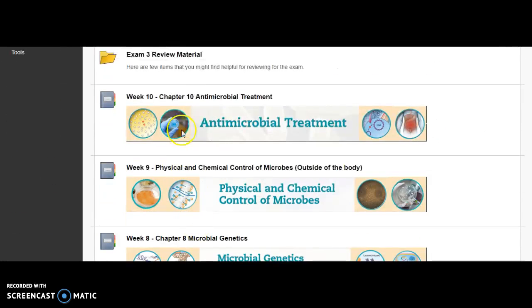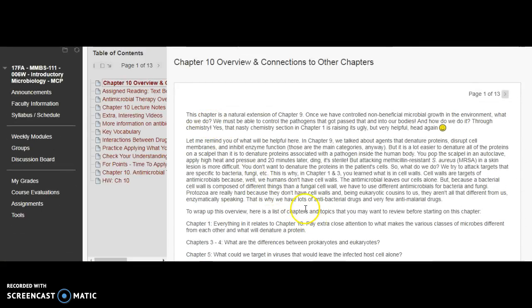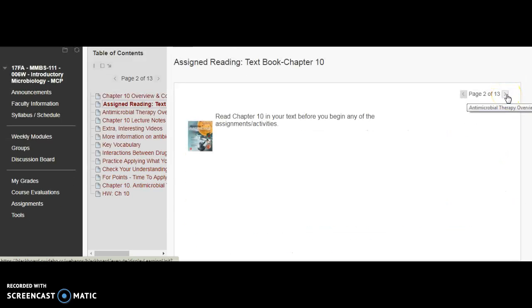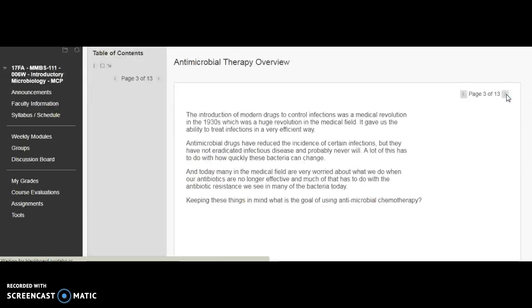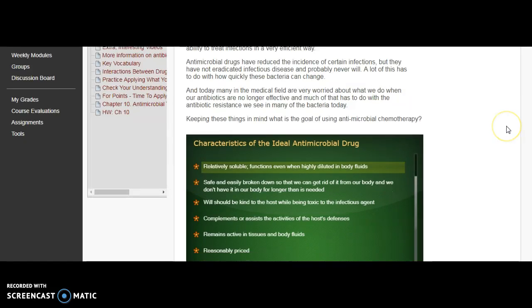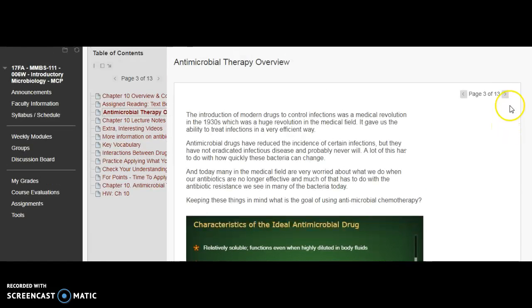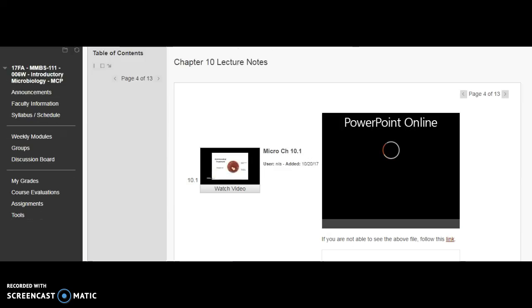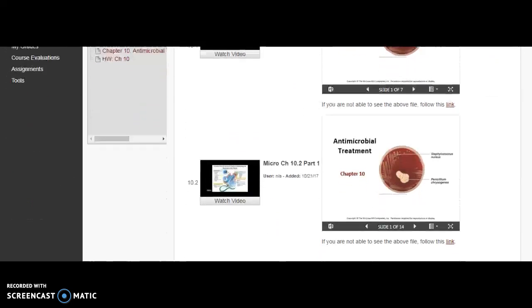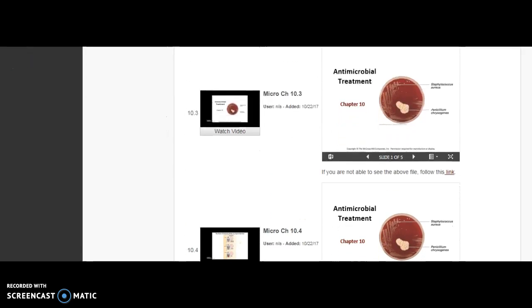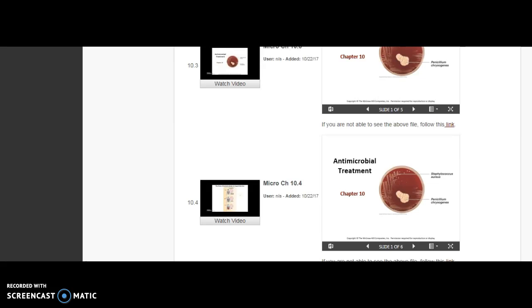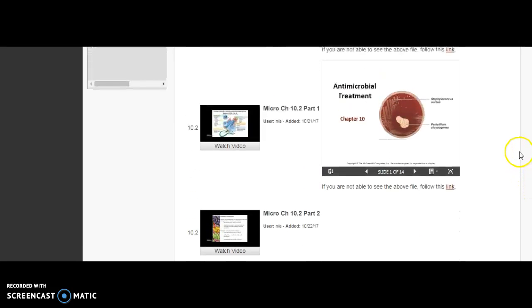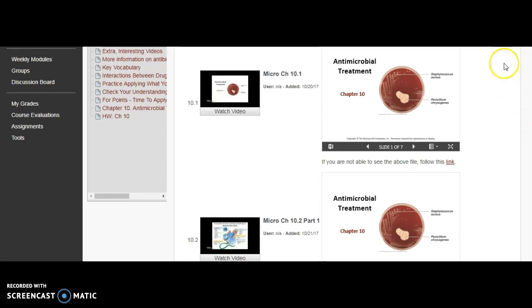For week 10 now, antimicrobial treatment, you have the connection with the other chapters. You have your reading assignment, which is chapter 10. You need to read chapter 10 before you go on with any of the work, looking at some of the ideal characteristics of antimicrobial therapy. Here you have your lecture notes, PowerPoint files and the videos. There are 5 videos for you to watch and about 25 or 30 slides to look through.